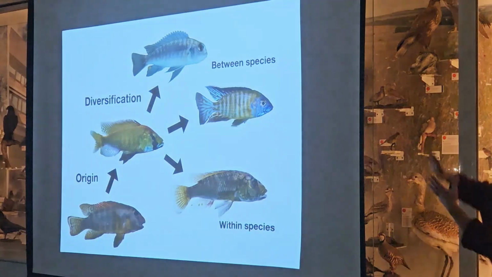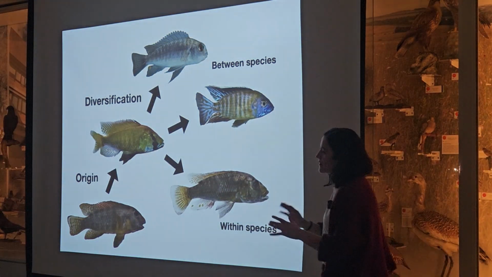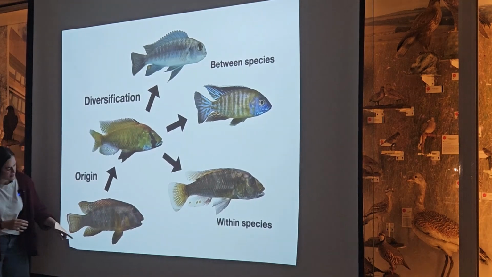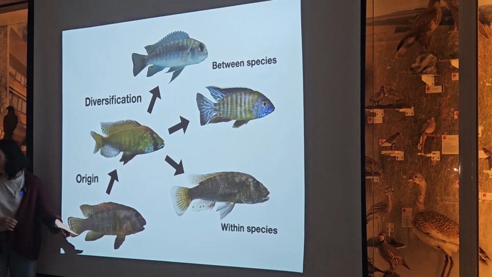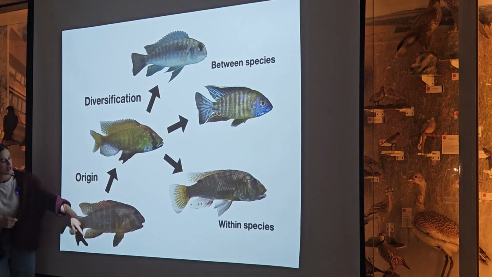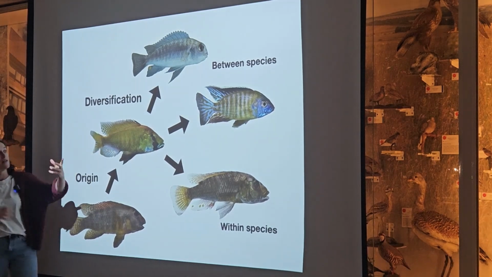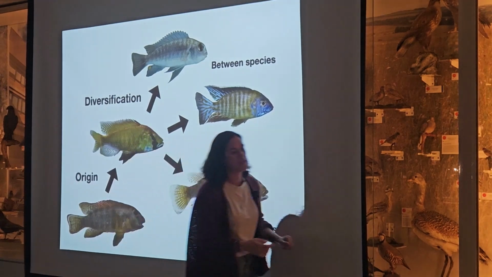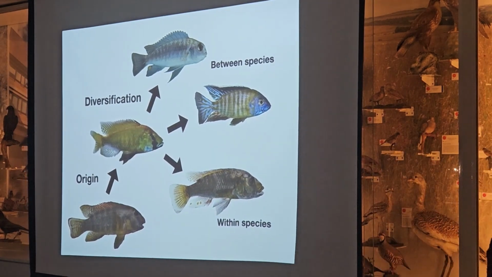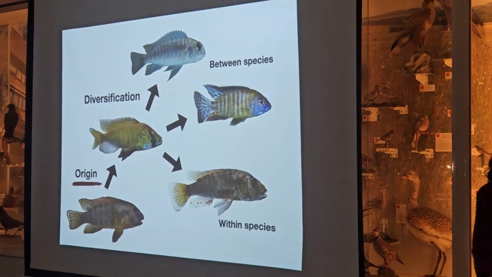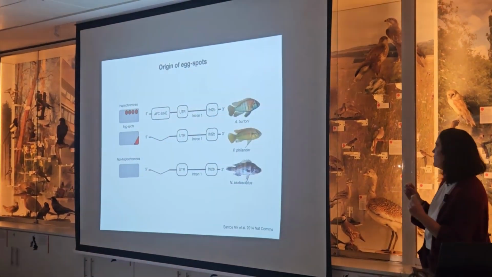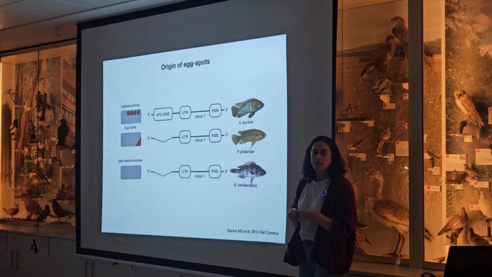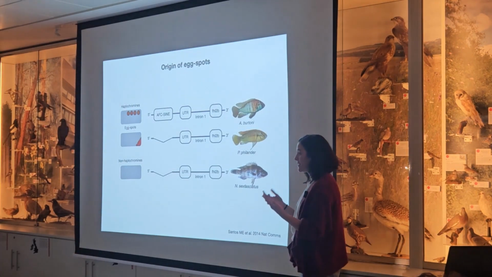And using the cichlid diversity, you can also study different evolutionary events. So here you have the origin of egg spots. You go from a fish that doesn't have this trait to a fish that suddenly has it. So we're trying to see how these novel traits appear, and then how they diversify both within and between species. And I'm not going to go into much detail into the results, just give you a flavor of what we do. So here we were interested in trying to understand how these spots emerged.